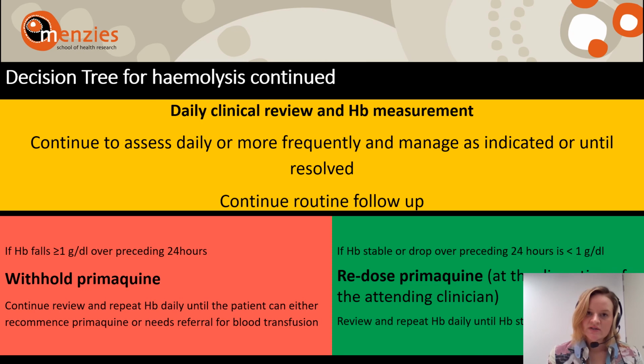So in the following 24 hours, a decision will need to be made if primaquine will be withheld further or redosed. So clinical review and hemoglobin measurement daily or more frequently, and routine follow-up will be continued. So if the hemoglobin drops over the preceding 24 hours, it will indicate whether primaquine should be withheld further or redosed. A fall greater than 1 will indicate to withhold primaquine, and a stable hemoglobin can be redosed at the discretion of the clinician.